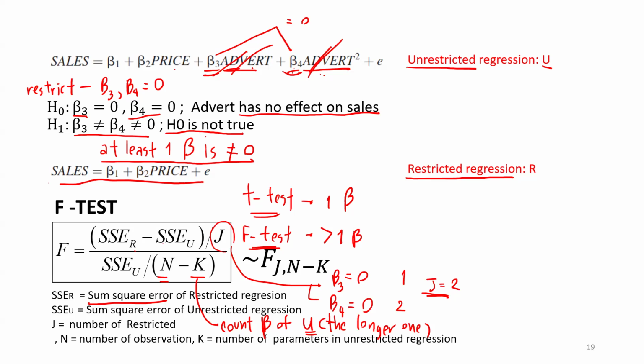And then this is the second step. Okay, so you set the hypothesis, you find the F statistic. The third step, you have to open the F table. So the F table has two degrees of freedom. They have the upper one and the lower one, J and N minus K.